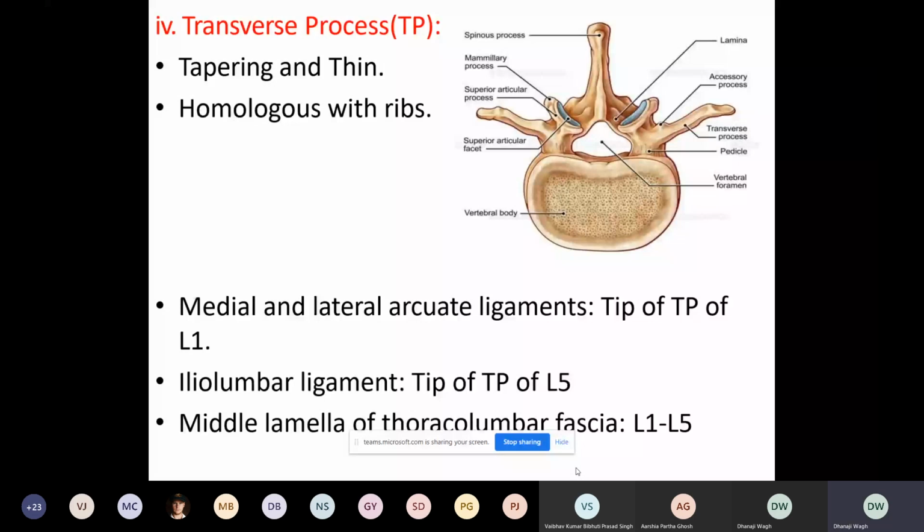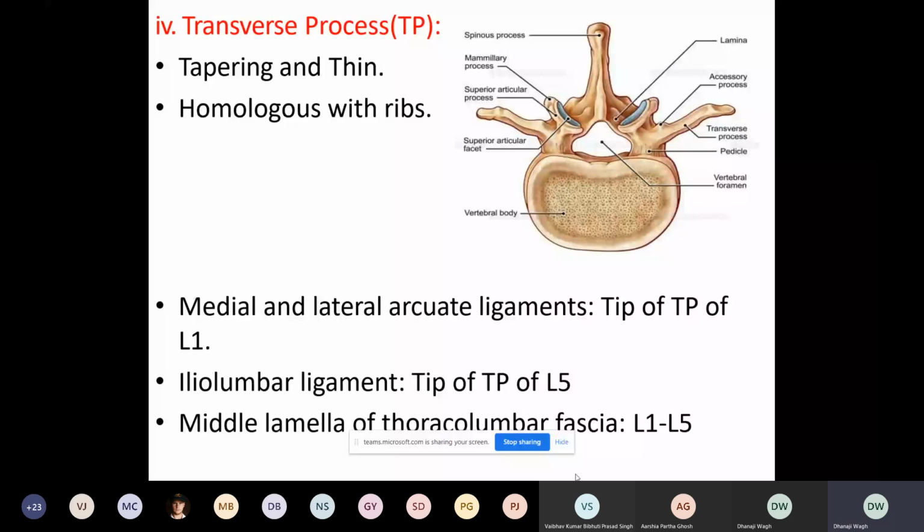Then the middle lamina of the thoracolumbar fascia is attached to L1 to L5. Here you have to remember these 2 points. At the tip of the transverse process of L1, there is the medial and lateral arcuate ligament attached, and at the tip of the L5 transverse process, there is the iliolumbar ligament attached.